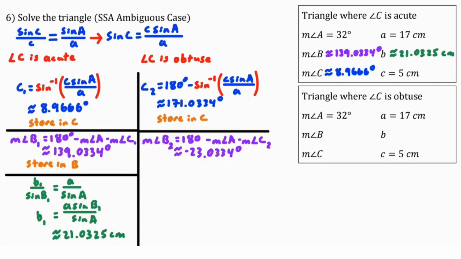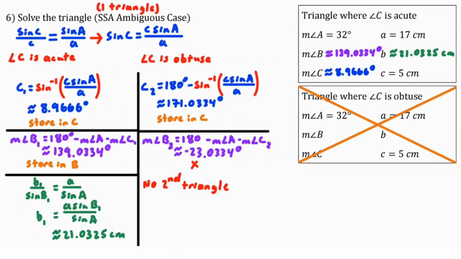Angle A and angle C already add up to be more than 180 degrees. Therefore, angle B must be a negative number. But for a triangle to have an angle that's a negative number does not make sense. So this is an example where this does not have a second triangle, or does not have angle C to be obtuse. So this is an example of a side-side-angle with only one triangle.